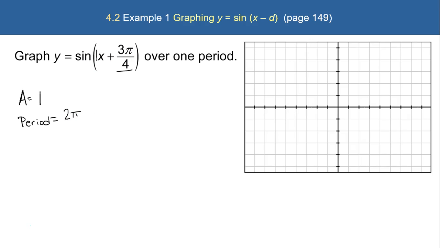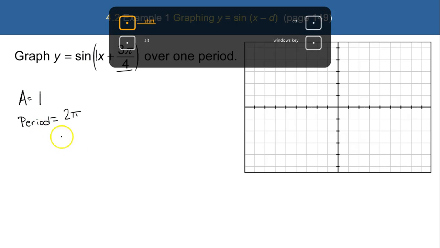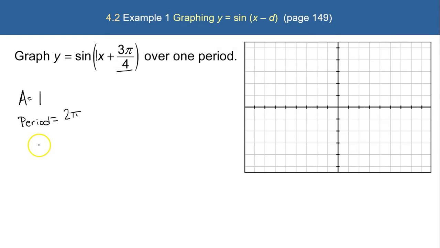Now, the next step after identifying our period, what I like to do is go ahead and split the period into 4 equal parts. Since it's 2 pi, you should know what the 4 equal parts are. It's going to be 0, pi over 2, pi, 3 pi over 2, and 2 pi.